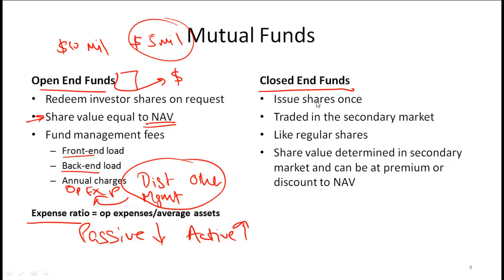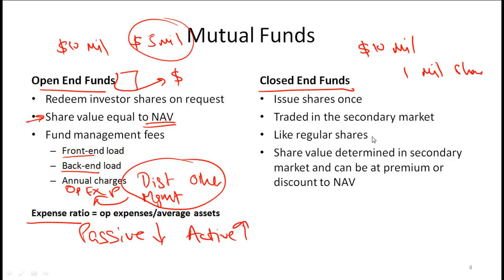Closed-end funds. Now the point with closed-end funds is that shares are issued only once. So in my earlier example, if initially $10 million were collected and say 1 million shares were issued, then there will be no further issue of shares. These 1 million shares are then traded in the secondary market. So in a sense, they then become like the shares of any other company or any other entity. So you can buy them on margin, you can short them, and so on.